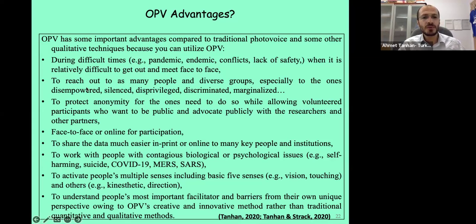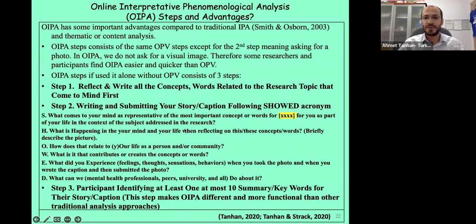Okay, so you can go through these advantages because it is very important to understand the advantages of OPV. Otherwise, you are going to say, okay, it's just a regular qualitative method. It's not. If you don't understand the advantages and don't get that motivation, that synergy, then because it is not very easy to do as well. It takes some time, but compared to the other qualitative methods, if you understand the advantages, then it's going to be much more effective.